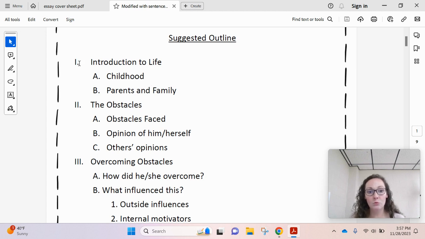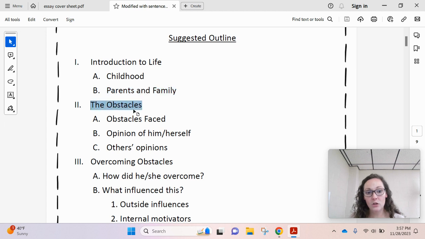This is a Roman numeral 1, Roman numeral 2, Roman numeral 3. So this is representing paragraph 1. You are going to do the introduction to the life of whoever you are researching. So you must include their childhood, and their parents and or family that they surrounded themselves with or lived with. That's only in paragraph 1.